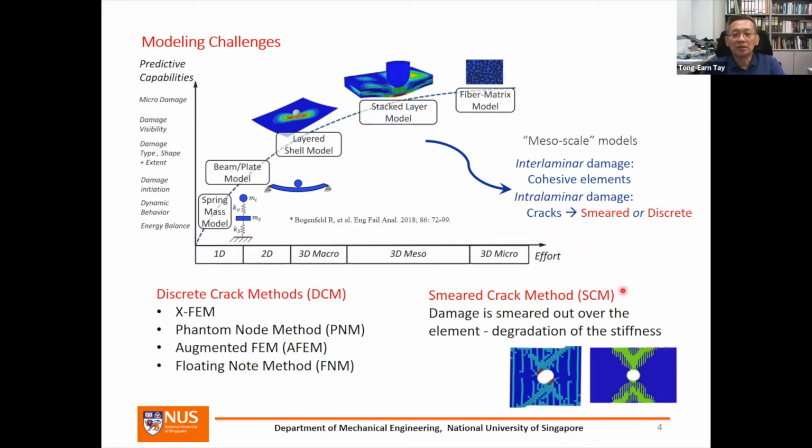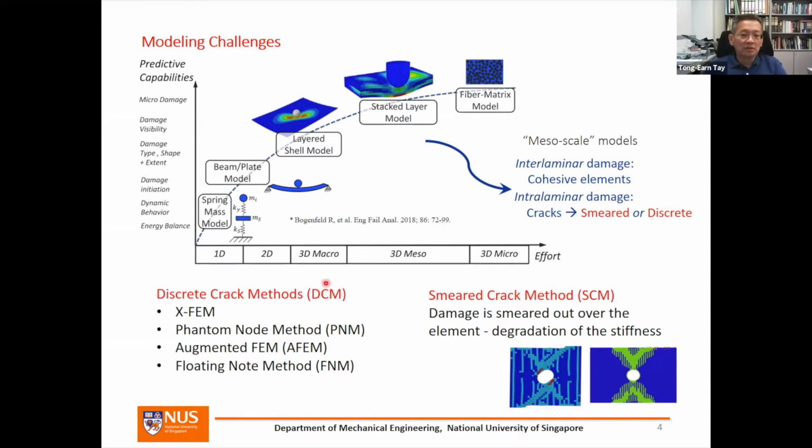The most common and probably easiest to implement is what we call the smeared crack method, where the damage, which is modeled by the degradation of the stiffness properties of each ply, is smeared over the area that is considered damaged. Now, this is, of course, a gross simplification and is unable to model things like delamination and large cracks.